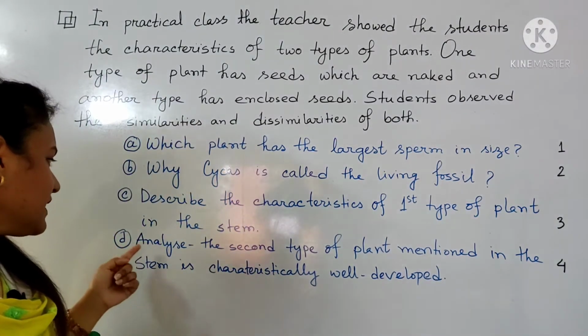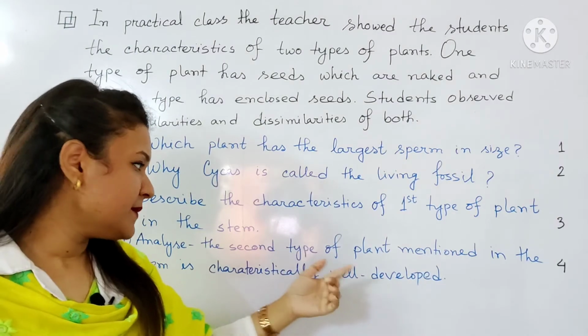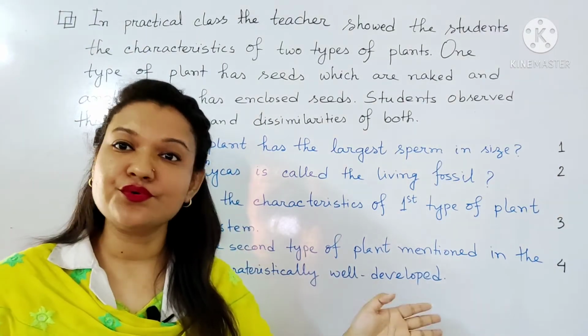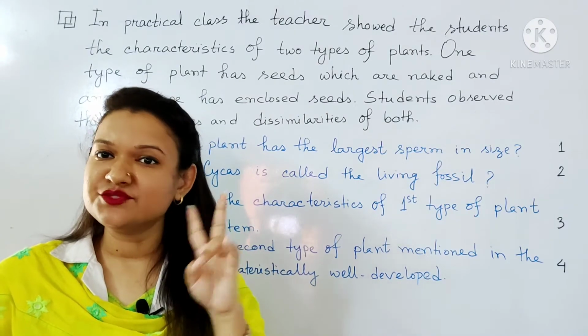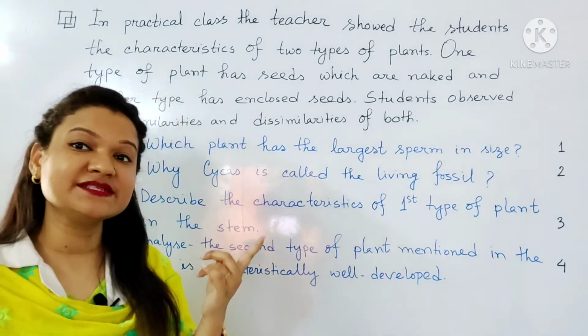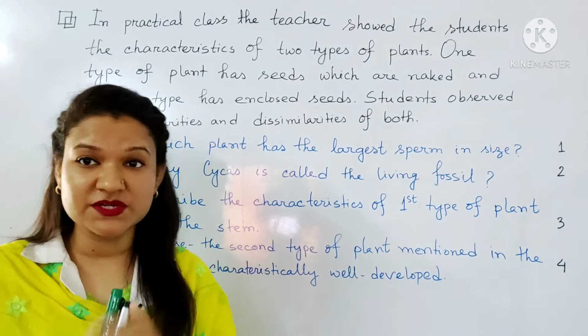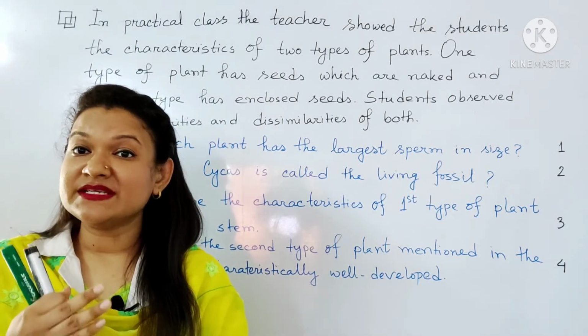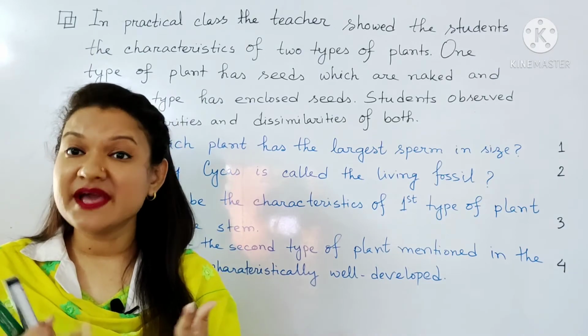Number D: analyze whether the second type of plant mentioned in the stem is characteristically well developed. In this stem we have two types of plants. One is the naked seeded plant and another one is the enclosed seeded plant. So we understand that one is Gymnosperm and another one is Angiosperm.